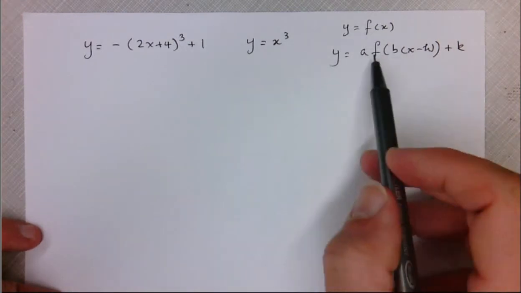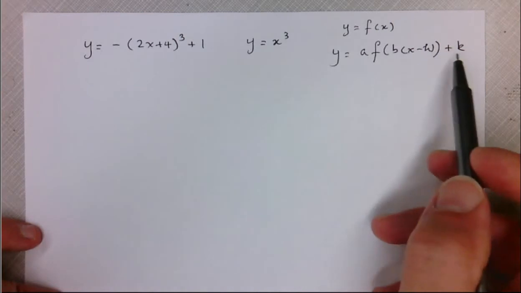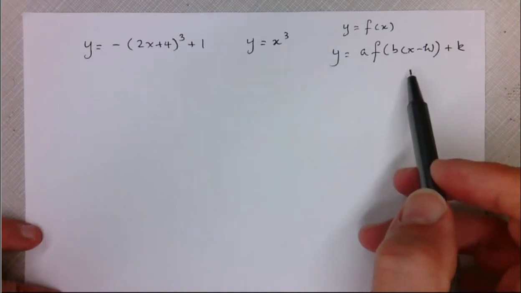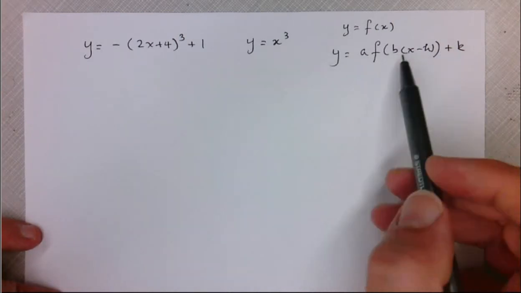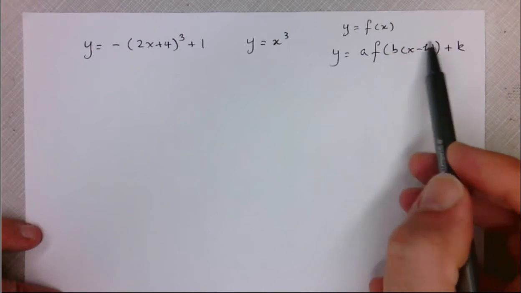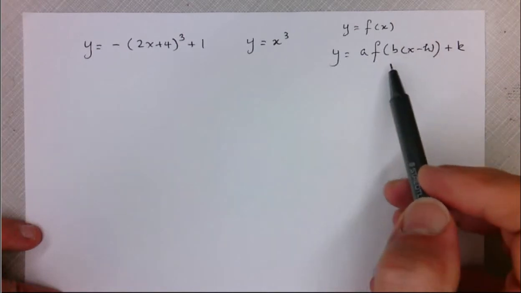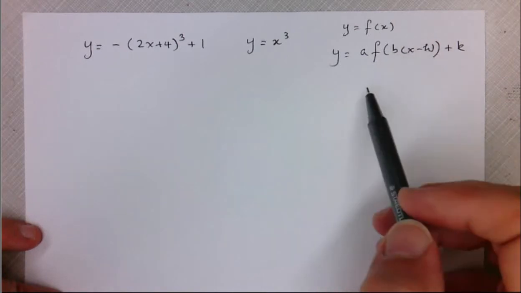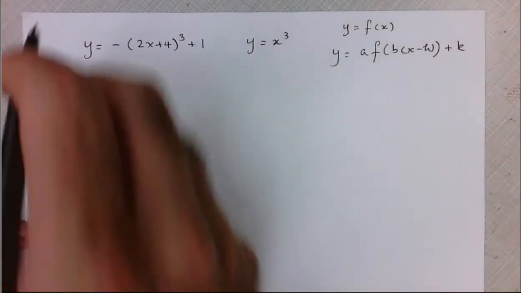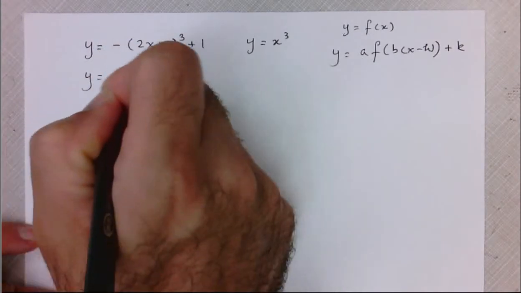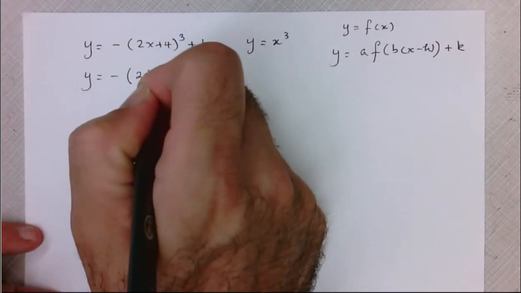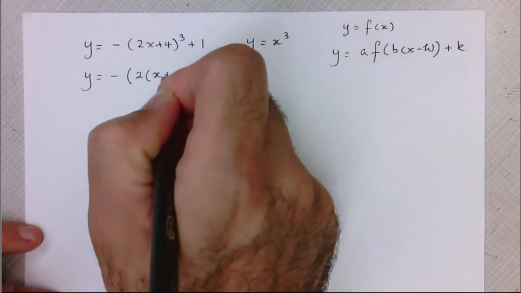Okay, this represents a general transformation of the parent function f at x. So first of all, don't worry if the letters you used last year might have been different. It really depends on which textbook you're using. But what's important to notice here is that the input to the function has to be in factored form in order for you to correctly identify those horizontal transformations. So that's going to be my first step here. Okay, so this input of 2x plus 4, I'm going to rewrite as 2 times x plus 2.